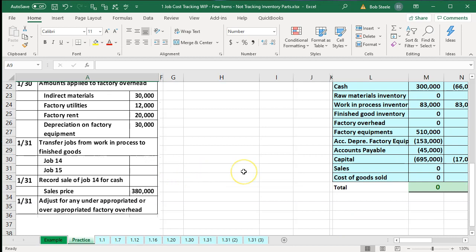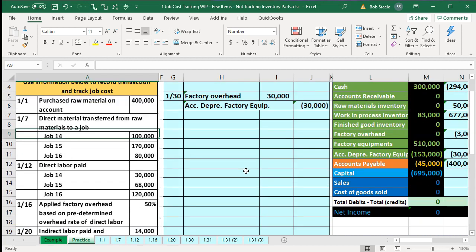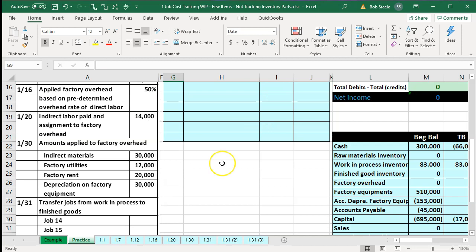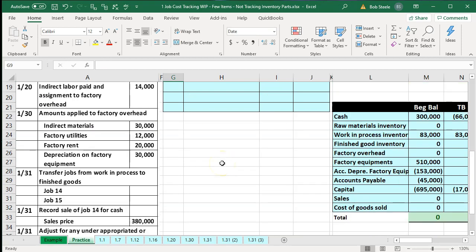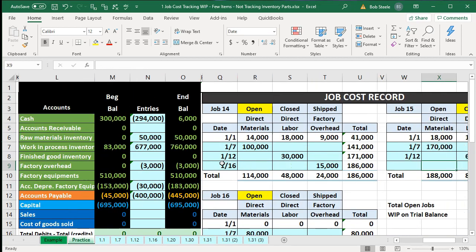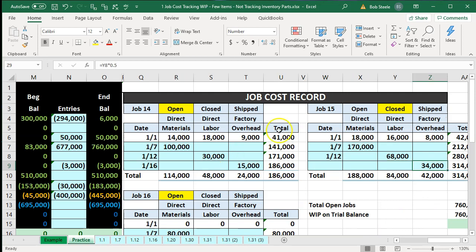Now the next item is what happens when the job is closed. We're going to say that we closed the job. We haven't yet invoiced the job or shipped the job completely, but the job is now closed. So on 1/31, we said that the job is going to be closed, and we're going to transfer it to the finished goods. So in other words, these two jobs, now this one already indicates closed, but this one's going to close. So I'm going to say it's not open, now it's closed. So these two jobs are going to be closed.